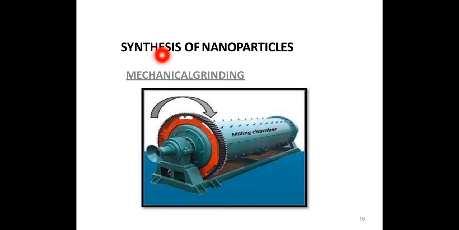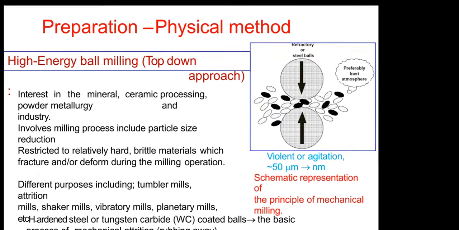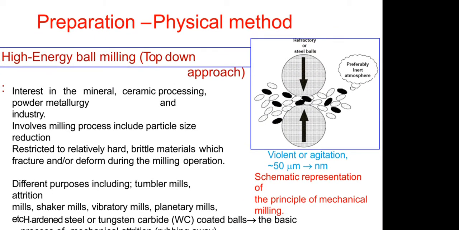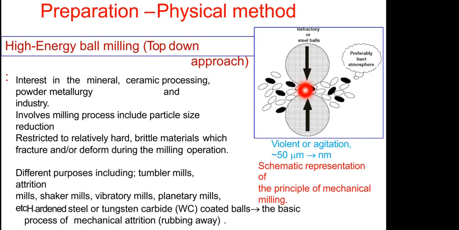This is the synthesis of nanoparticles. This diagram is the ball milling process, and this is the milling chamber. Now you see here high energy ball milling. The particles are being crushed between two steel balls or refractory balls. Here, the process takes place in an inert atmosphere.